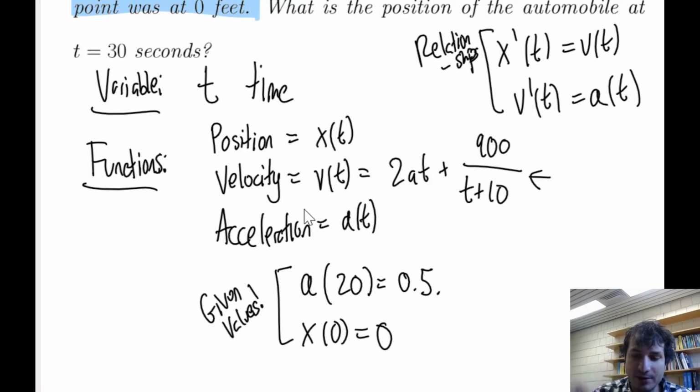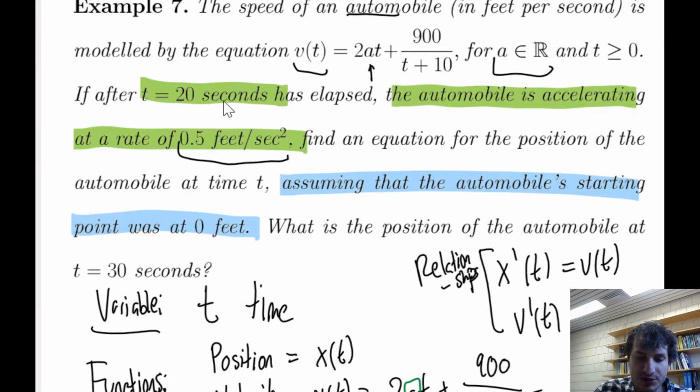You'll notice in this problem, there are two unknown parameters. There's a, and there's going to be a plus c coming from our integration. And we have two pieces of information, so we can solve for the two parameters. But let's set this up. I'm going to start with the first half of the problem, which is this bit.